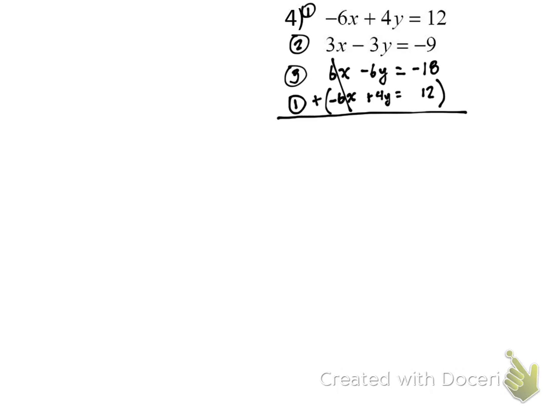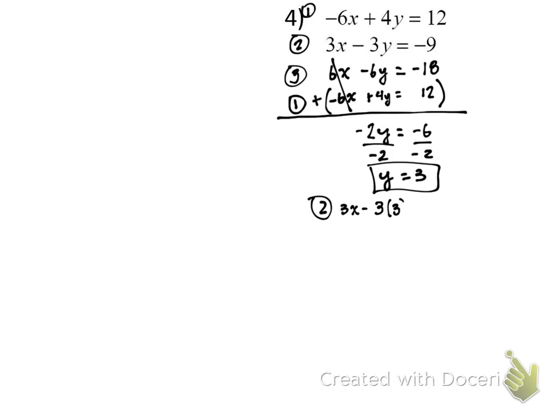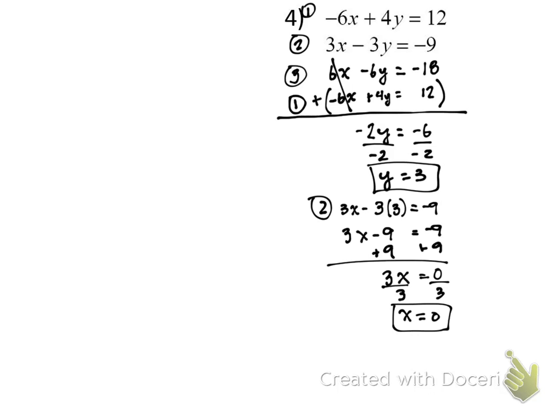I'm going to stop right there. Looking up here, this is what you should have done. You should have first combined it. You got negative 2y is equal to negative 6, so y is equal to 3. Okay? Then you should have plugged it back in. I picked equation 2 because it's smaller numbers. So 3x minus 9 is equal to negative 9. Add 9 to both sides, so x is equal to 0. So your answer is 0, 3.